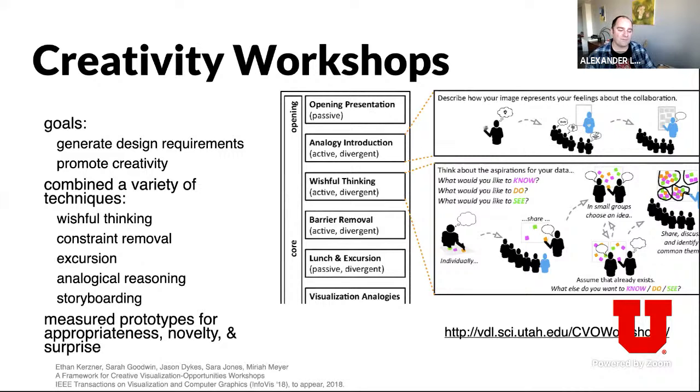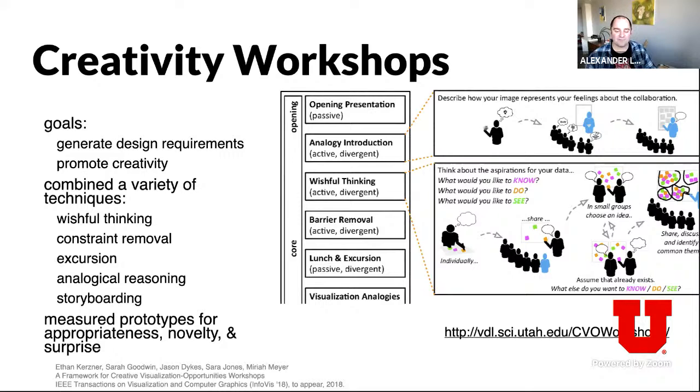And here's a couple of more specific activities. So for example, they proposed a wishful thinking activity: what would be things that I would really wish I could be doing with my data or my visualizations? Then they have an activity about constraint removal. So what are the things that are stopping you from achieving your goal here? Now imagine this weren't here. What would be different? And then there would be other things like analogical reasoning or storyboarding.